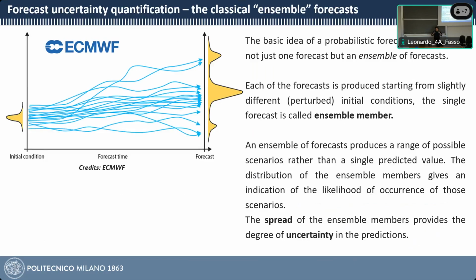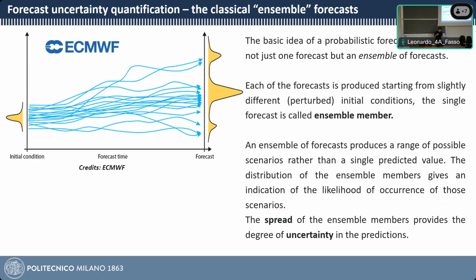So, just to give you the context, meteorological forecasts can be probabilistic. In meteorological terms, they are called ensemble forecasts. Basically, the idea is to produce not a single forecast, but more forecasts, a scenario of forecasts. This is to quantify the uncertainty of the forecast.